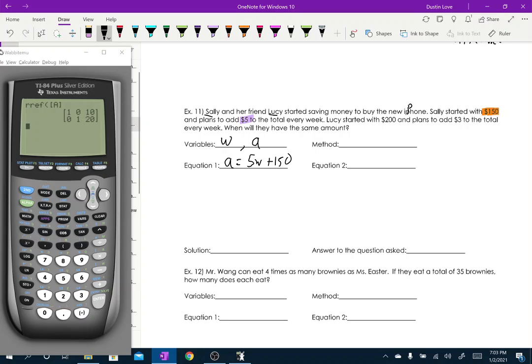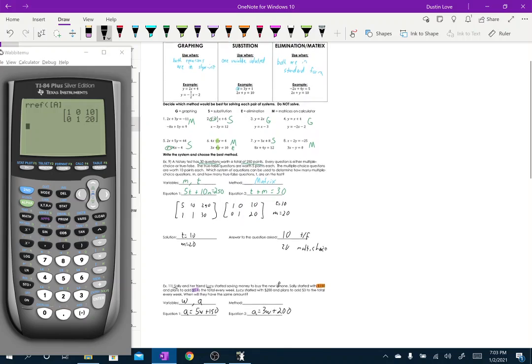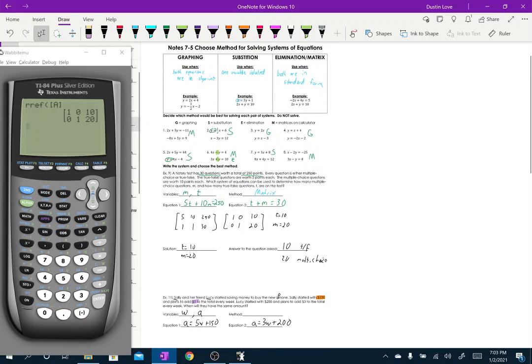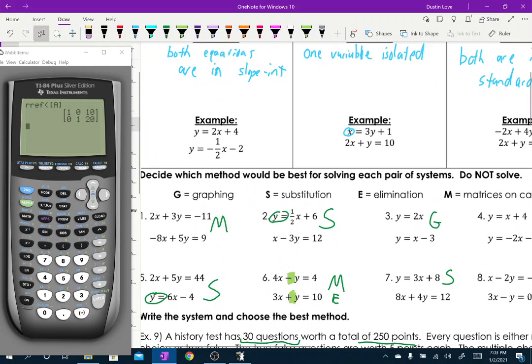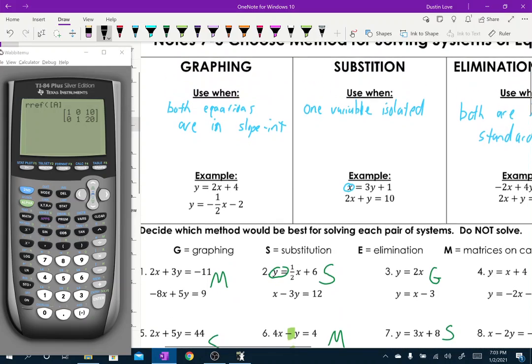Okay, now if you look at Lucy, you've got the exact same idea. So her amount is equal to, let's see, $3 times the number of weeks plus 200. Okay, now what method is best for this one? Now, what we talked about earlier at the top is that when I have two slope-intercept forms, that is going to be a graphing style problem.